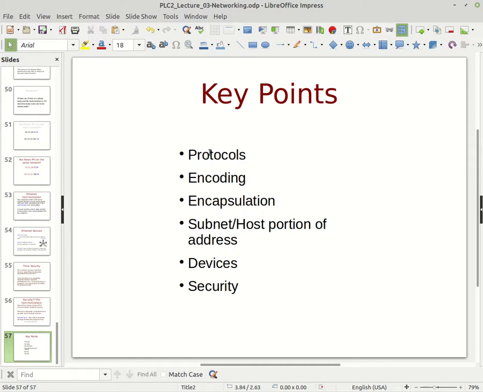Alright, so we talked about protocols. Protocols are the rules that a particular type of network uses, how we encode the data and transmit it through pulses of light or pulses of electrons. And encapsulation is how we take the data and wrap it inside the envelope and put addresses and that kind of information on it. And we talked about how important the network addresses, the IP addresses, are, and the various devices that we need on the network.